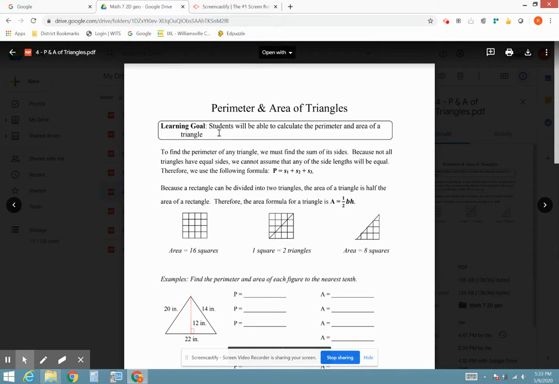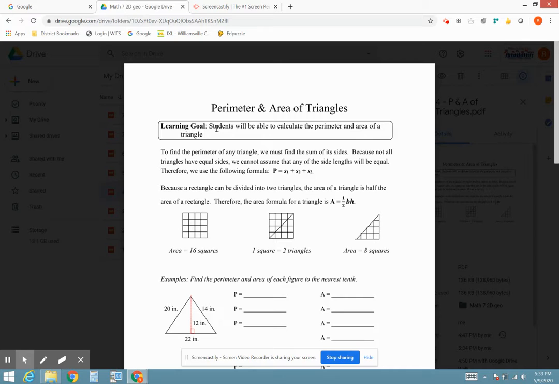Howdy again. Today we're talking about perimeter and area of triangles. So you have some new formulas. You guys need to memorize these area formulas, so I would write them down on a sheet of paper.